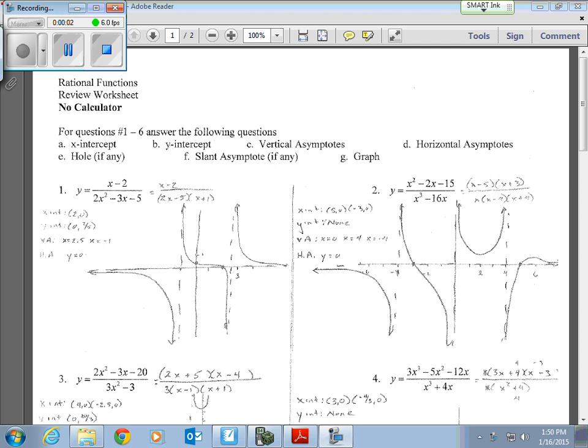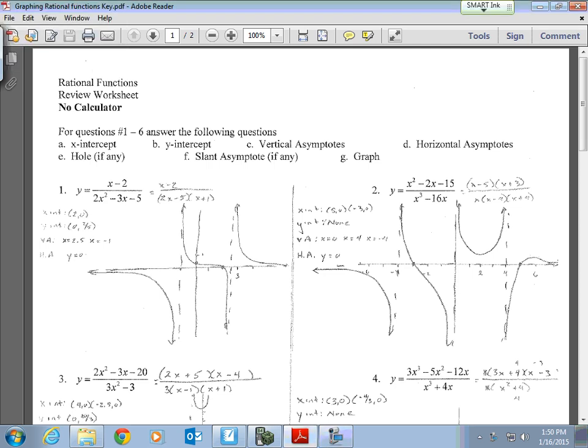Okay, the plan for this recording is to go through the graphing worksheet and talk through how I came up with the graphs. I'm going to use the enter key to help talk through these.